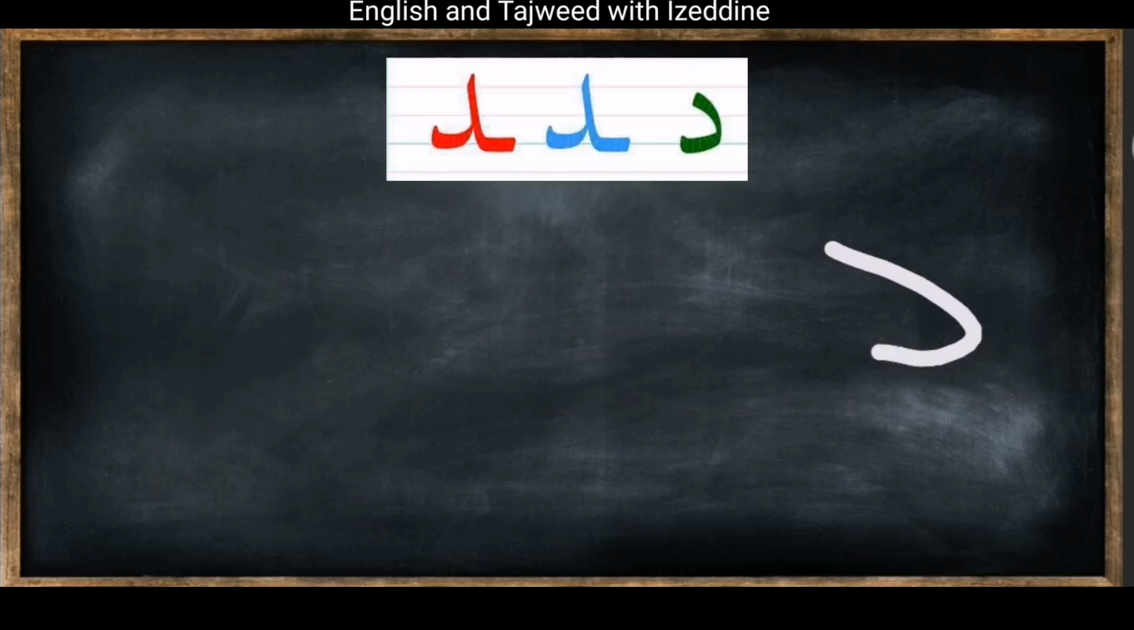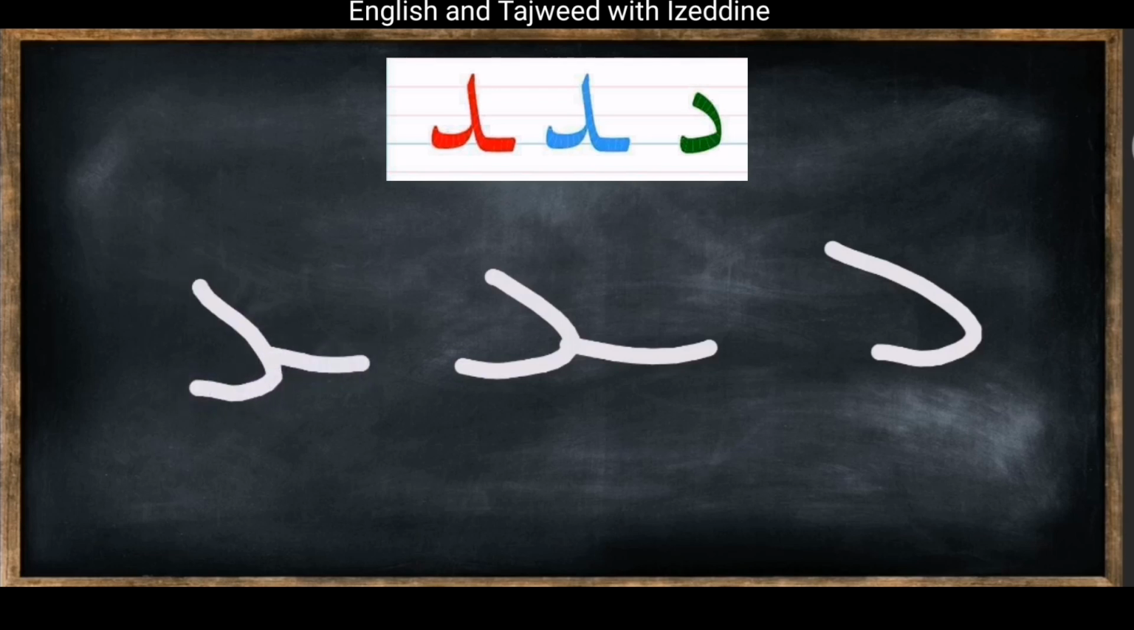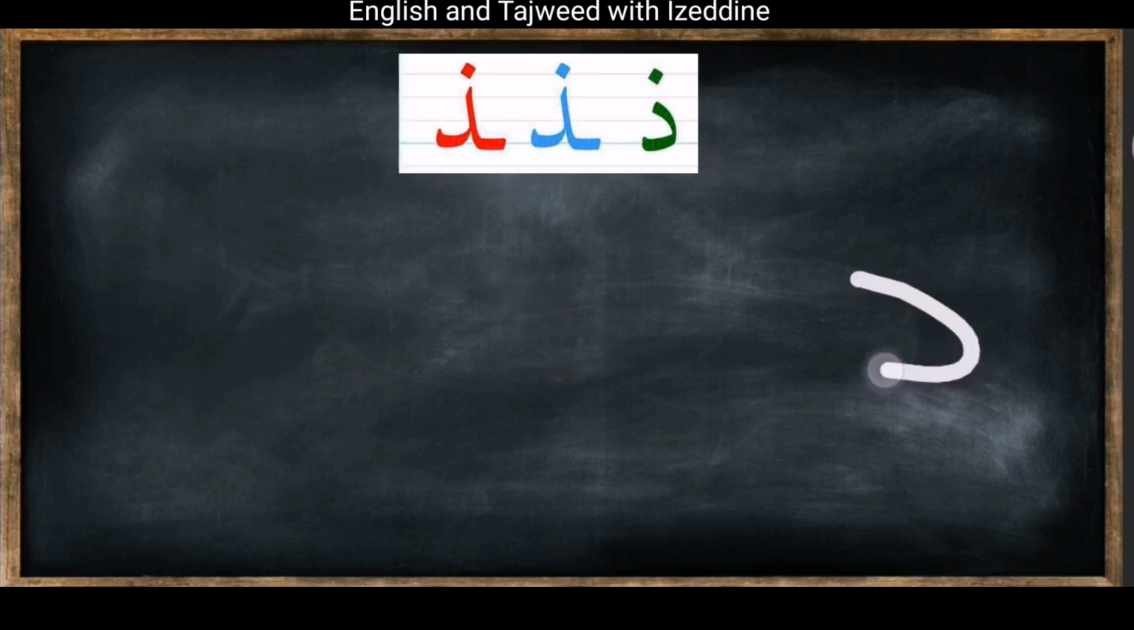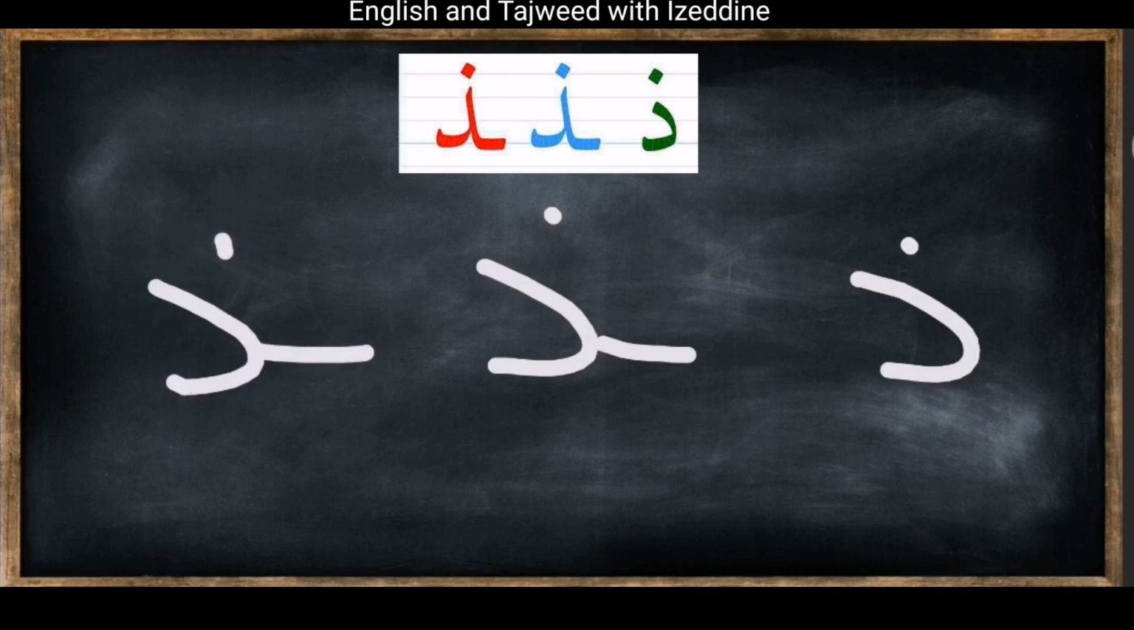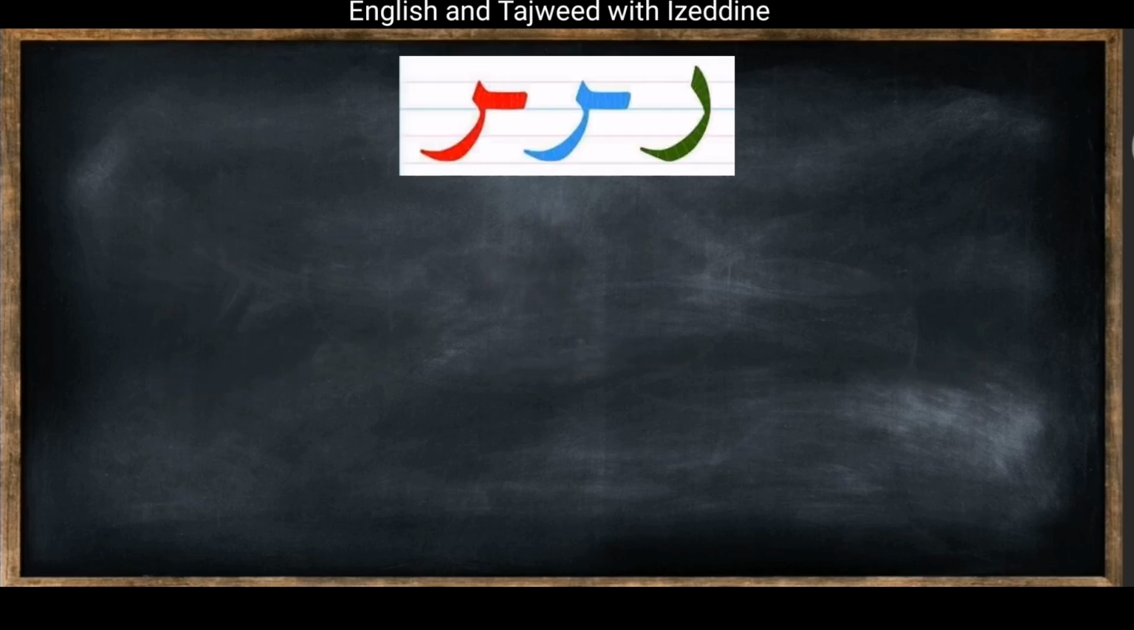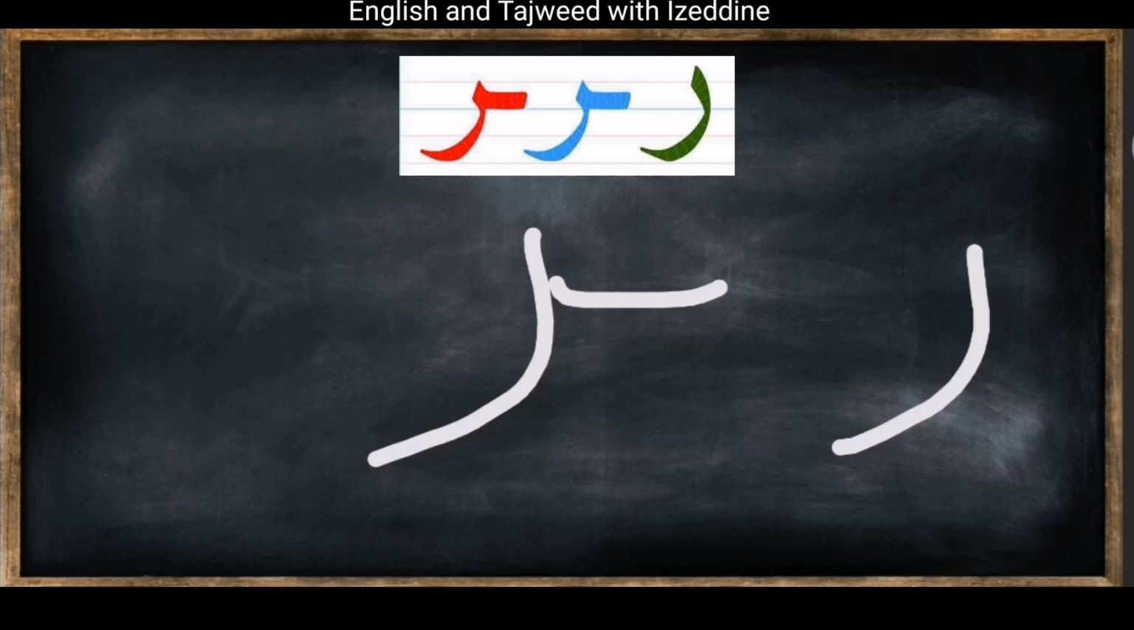Dal and Dal are the same. So at the beginning, at the middle, or at the end, it's the same. Dhal, the same thing like Dal, but it has one dot. Ra at the beginning, at the middle, and at the end.